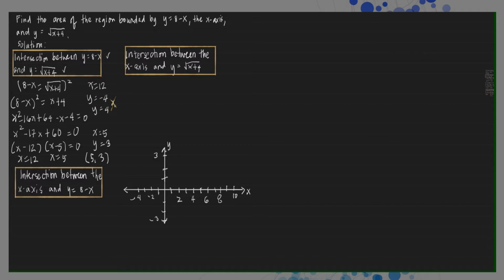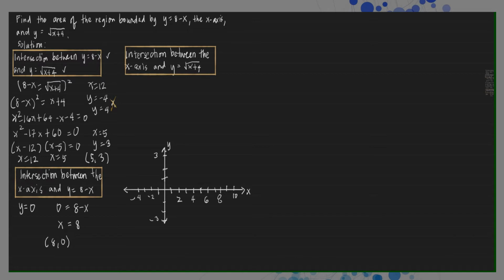Next, we find the intersection between the x-axis and y equals 8 minus x. Note that for the x-axis, the equation is y equals 0. So we simply substitute 0 for y in y equals 8 minus x, and this gives us x equal to 8. Therefore, y equals 8 minus x will be intersecting the x-axis at the point (8, 0).